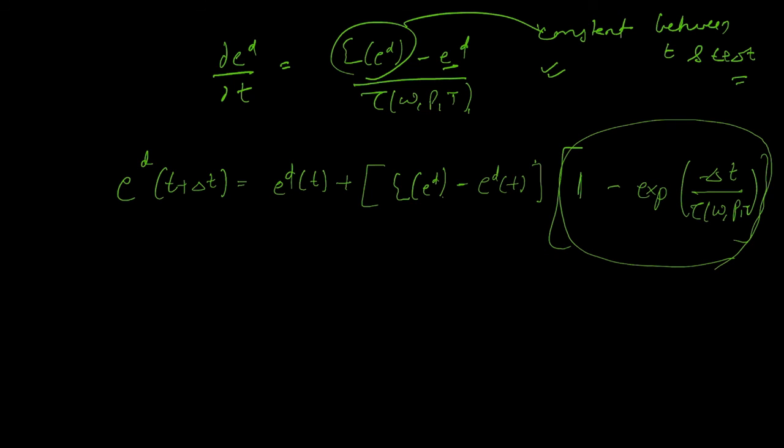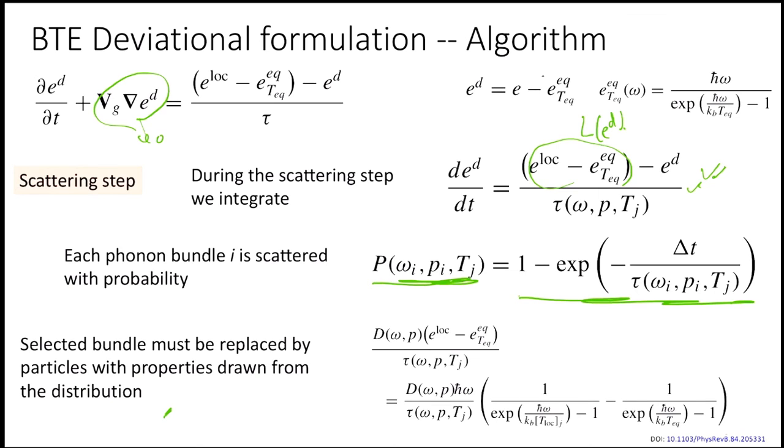So once we have the scattering probability, in the scattering step, how the deviational particle would look would depend on this probability function. That's exactly what we have written here: the probability with which each particle would scatter. Then we could draw a random number and check with this p function whether the particle would scatter or not.